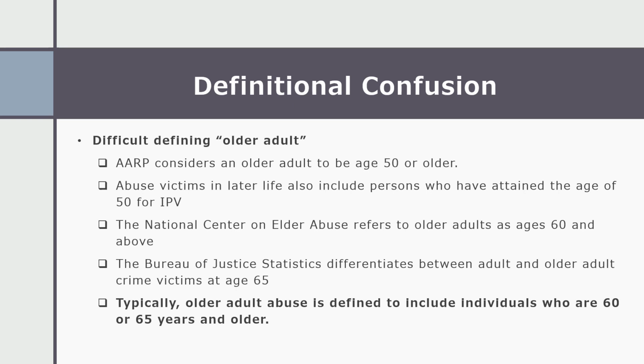But typically, when we are talking about older adult abuse or elderly abuse, we are talking about the range from 60 to 65 and older. So the starting age is anywhere between 60 and 65, and then older than 65.